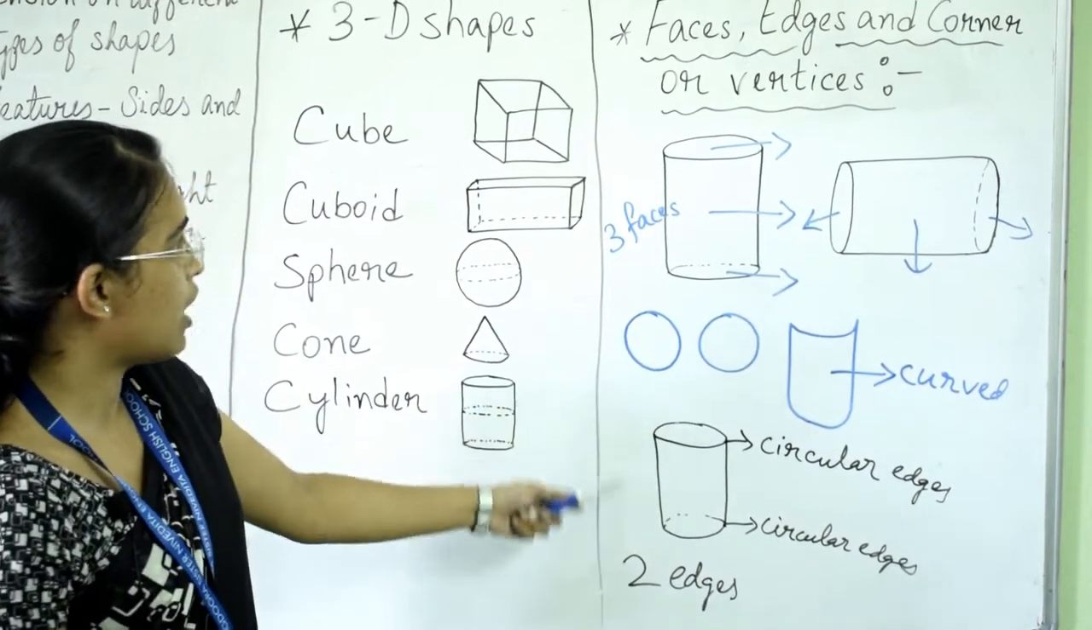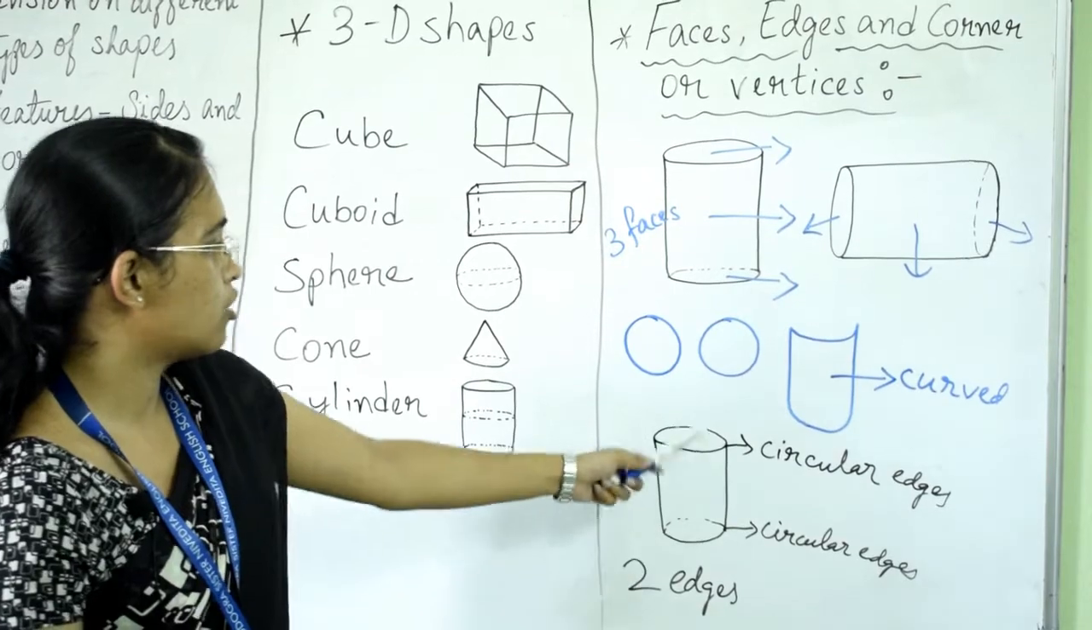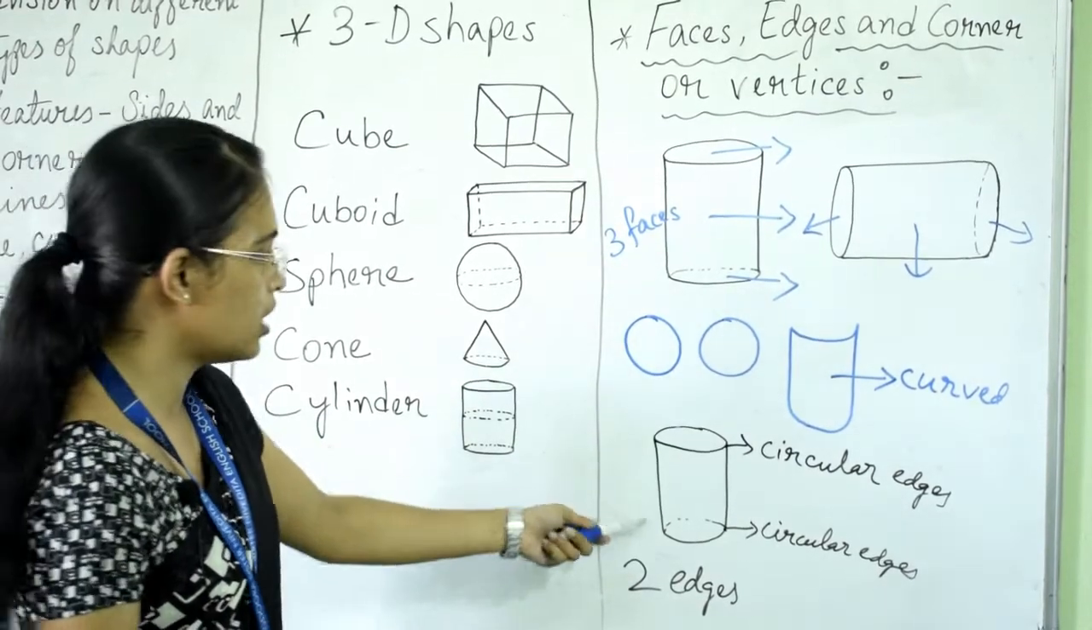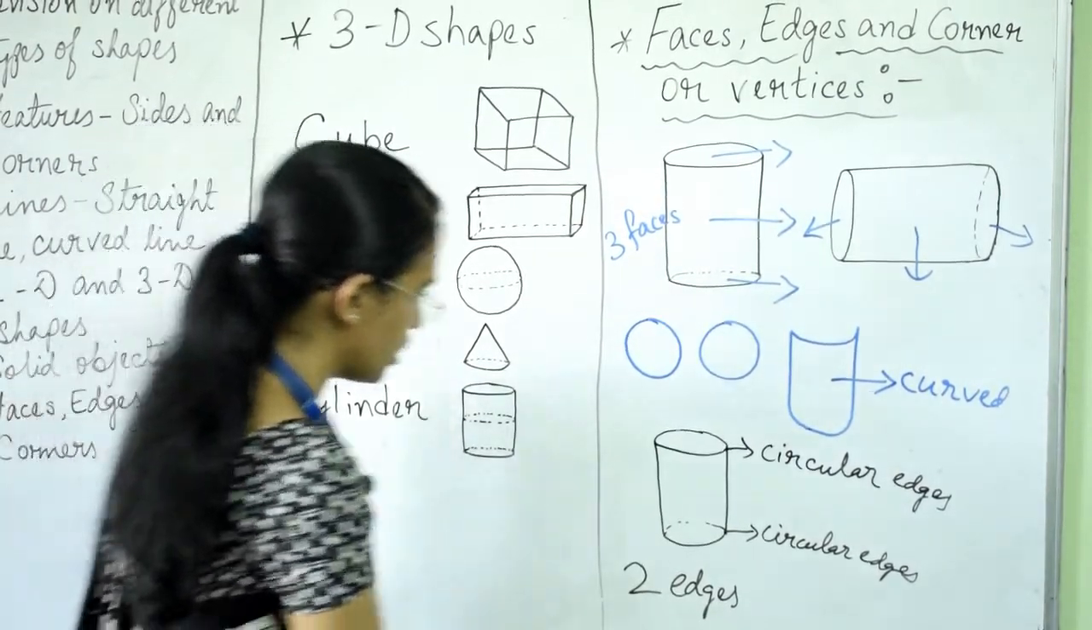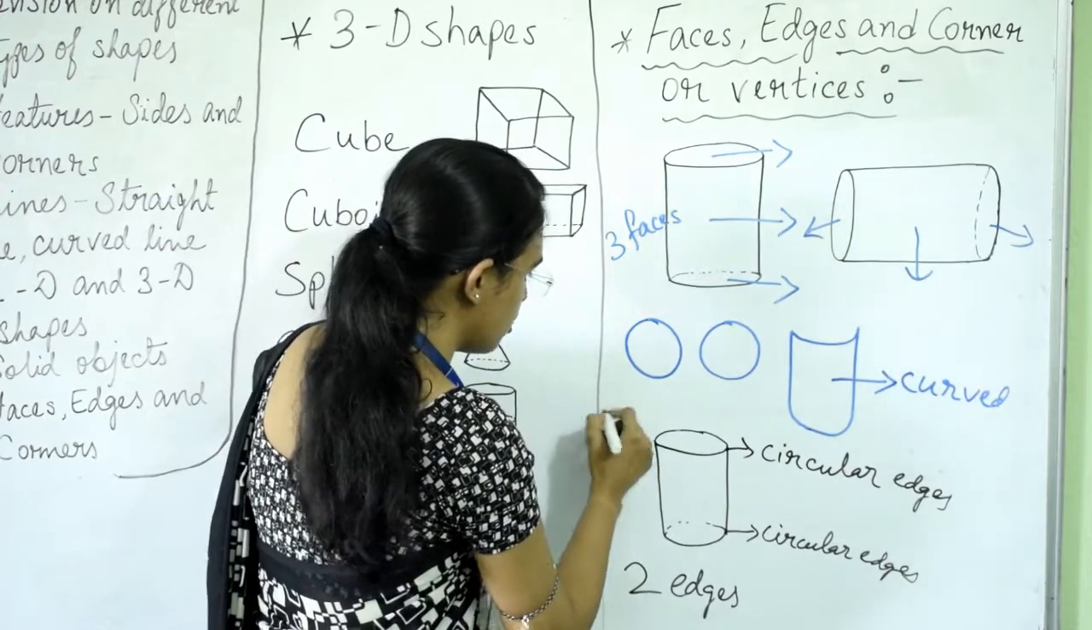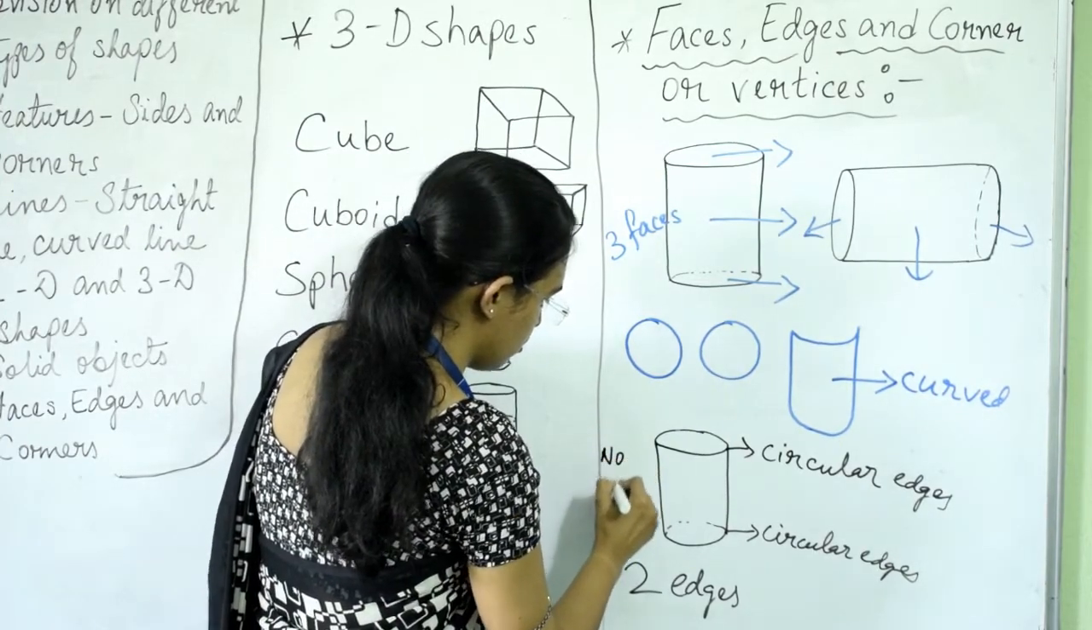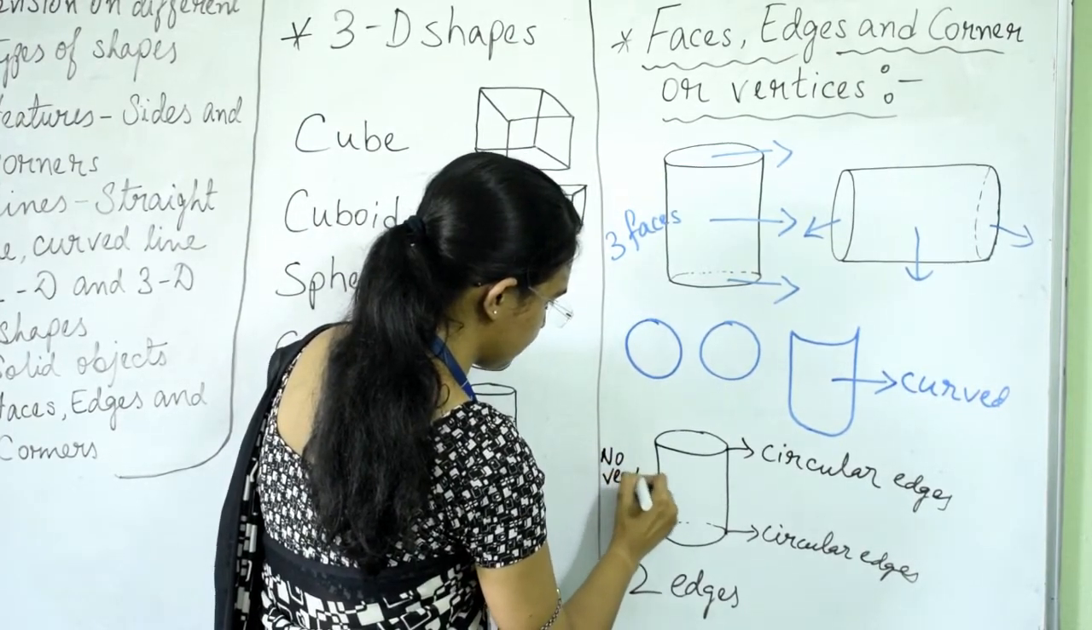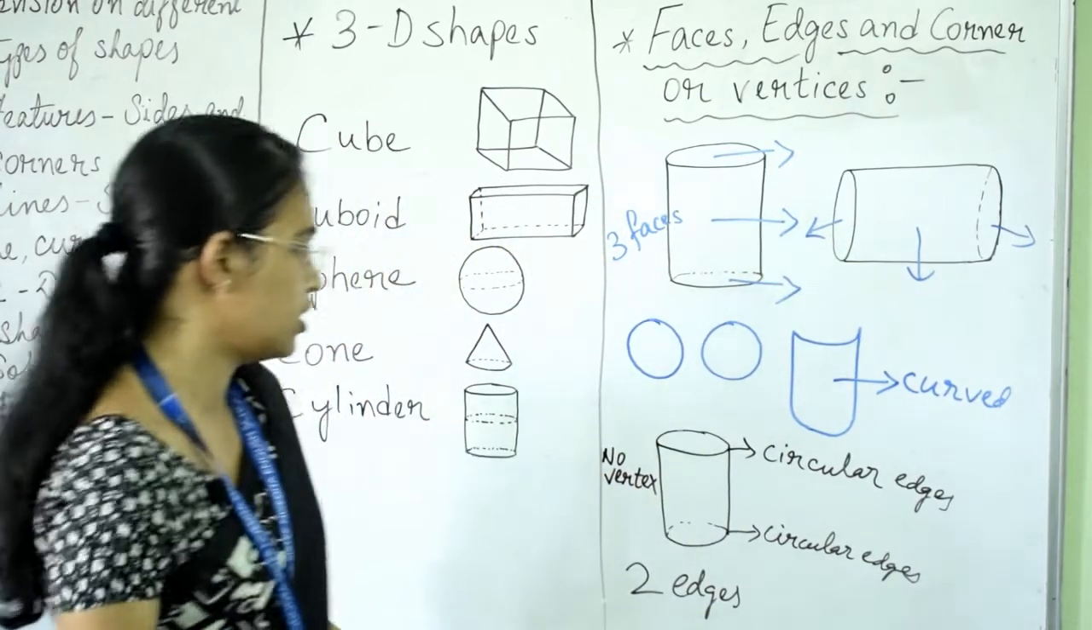And is there any vertex or corners? No, there is no vertex. So in a cylinder there are no vertices or corners.